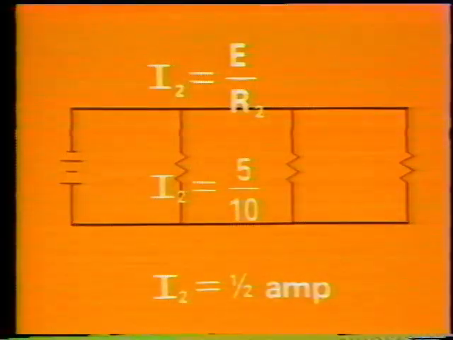So the current for the first branch with R1 is 5/10 or 1/2 amp. R2 is the same as R1, so the current for the second branch is also 1/2 amp. For the third branch, the current is 5/5 or 1 amp. To get the total current in the circuit, we add the current in the 3 branches. 1/2 plus 1/2 plus 1 equals 2 amps. The total power in the circuit, E times I, is 5 volts times 2 amps equals 10 watts.